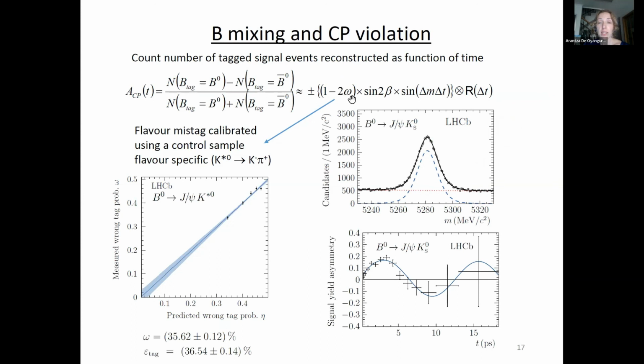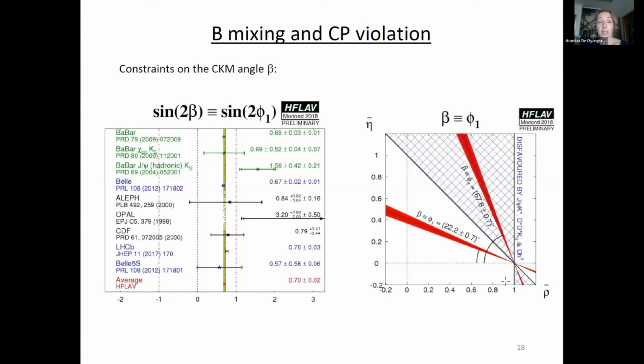You can check it with specific decay modes. At the end, you can measure, and this is the measurement from the LHC. So in total, the measurement of this CP asymmetry has been done, and this angle, sin 2 beta, has been measured by different experiments using different channels. You can see that the precision is really very high, and at present this beta angle in the CKM matrix framework is very well measured.